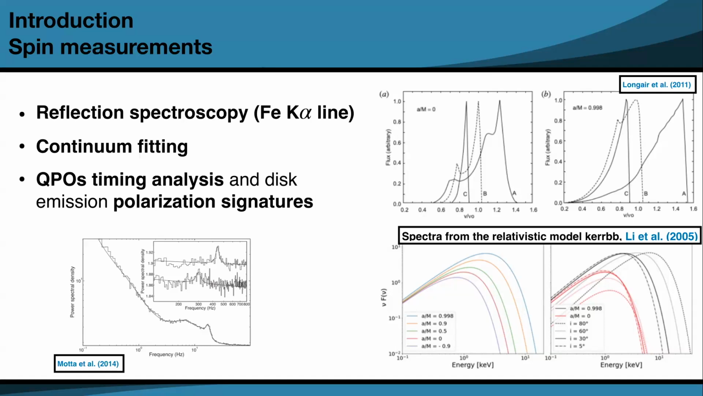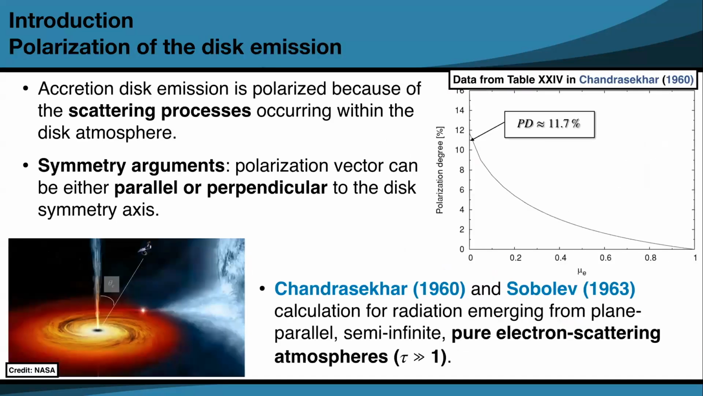And what's the idea here? So the accretion disk emission is expected to be polarized because of the scattering processes occurring before the photons leave the disk atmosphere. And because of the axisymmetric structure of the accretion disk, the polarization vector of the emerging radiation is expected to be either parallel or perpendicular to the symmetry axis.